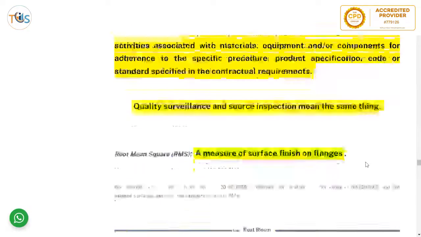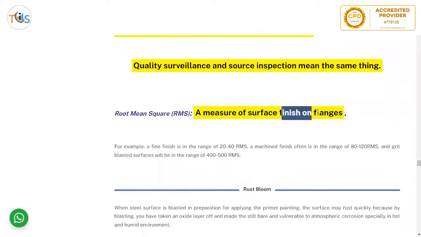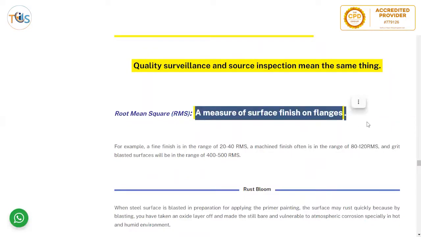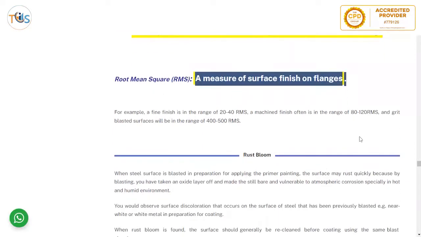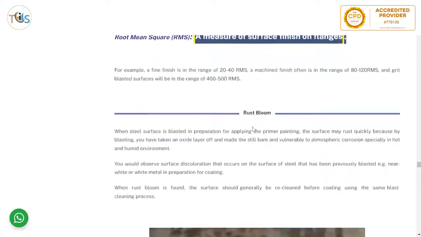Root mean square is a measure of surface finish on flanges or any material. RMS, for example: a fine finish is in the range of 20 to 40, a machine finish is 80 to 100, and grit blast surfaces range from 400 to 500. So as the RMS, or root mean square, reduces, the finish is better, as you can see here.